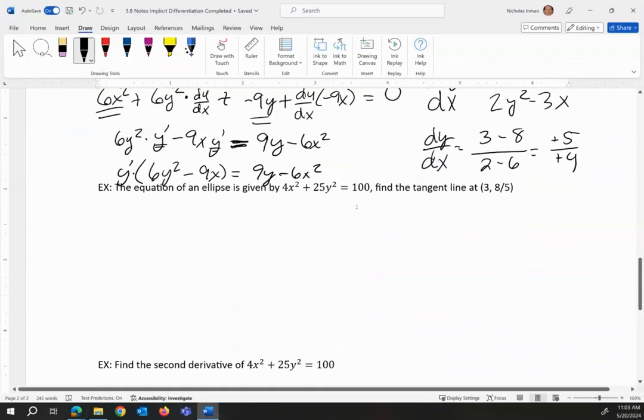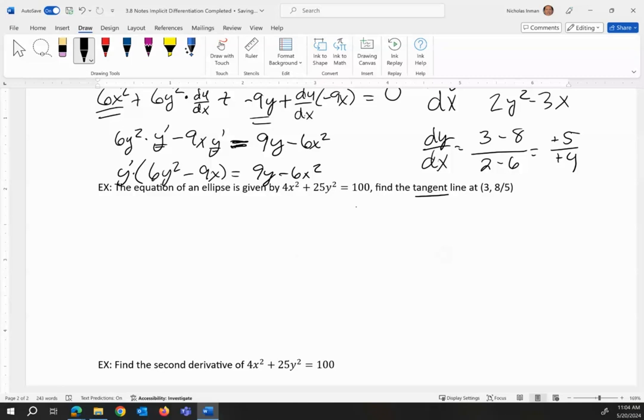All right, a couple more. We have an ellipse, 4x squared plus 25y squared equals 100. So to find the tangent line, we take the derivative. Derivative of 4x squared, that's 8x. The derivative of 25y squared, well, 25 times 2 is 50y to the first. But since it's a y and not an x, we have to attach dy dx. Derivative of 100 is 0.